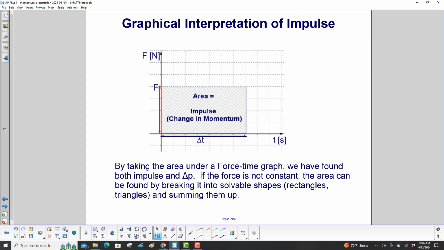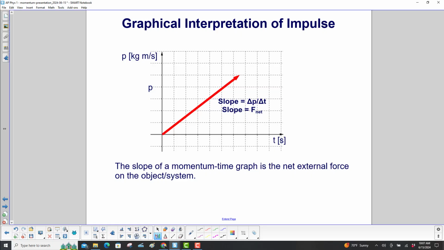If the force is not constant, the area can be found by breaking it into solvable shapes, such as rectangles and triangles, and summing them up. Now let's plot a momentum time graph. And we get a straight line. And what is that straight line equal to? Well, let's find the slope of it.